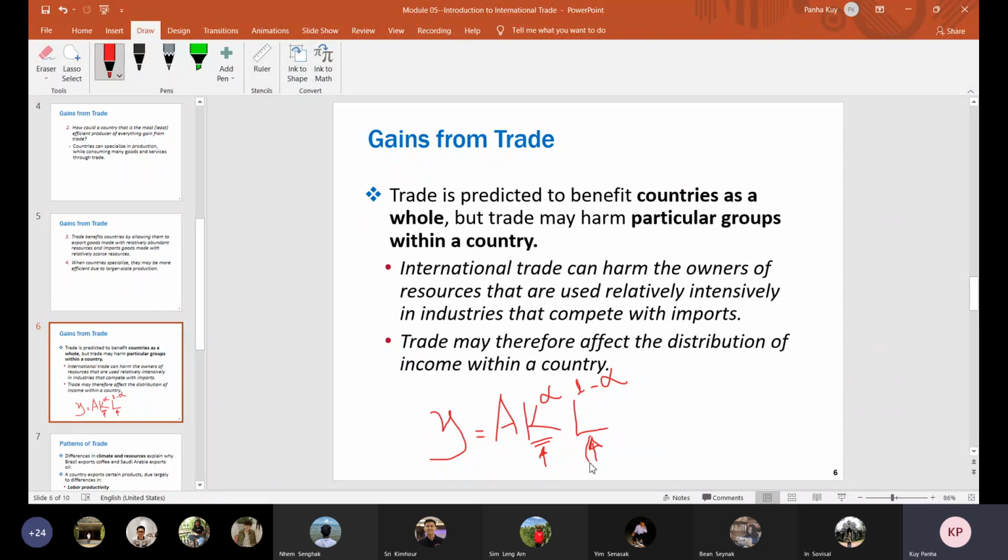So we need to look at this and also this: the amount of capital and the amount of labor in the country, and then the share of those too. So for income distribution, we need to balance this when we have a benefit from trade. How can we distribute the income to a particular group living in the society?